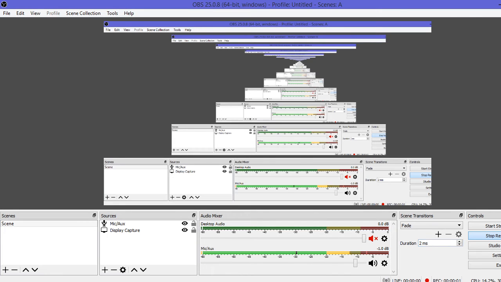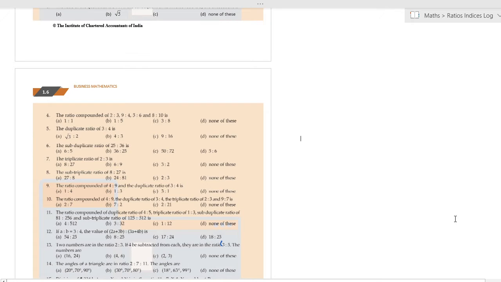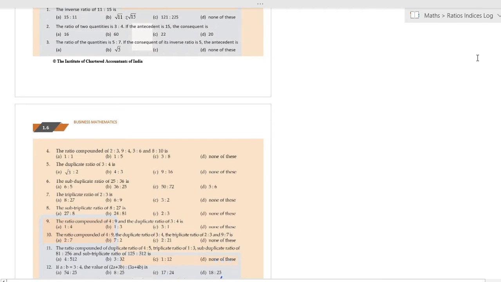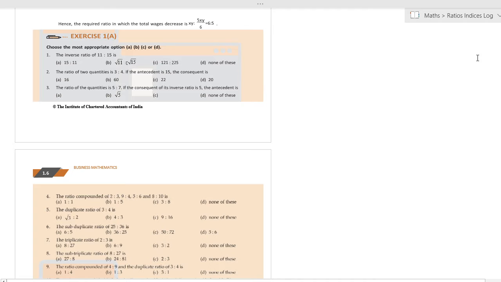Hello students, welcome back. Let us solve the ratios problems. As we have discussed the theory of ratios in the last class, please go through it. We have not gone through that.